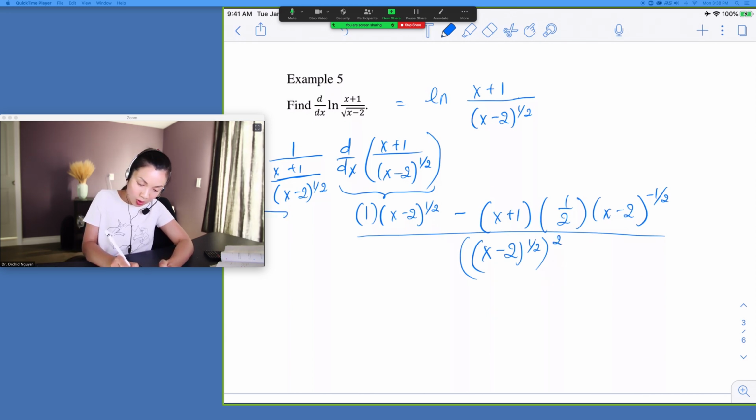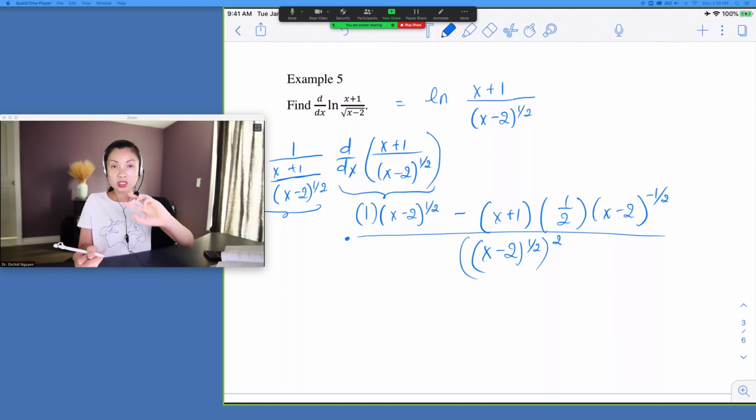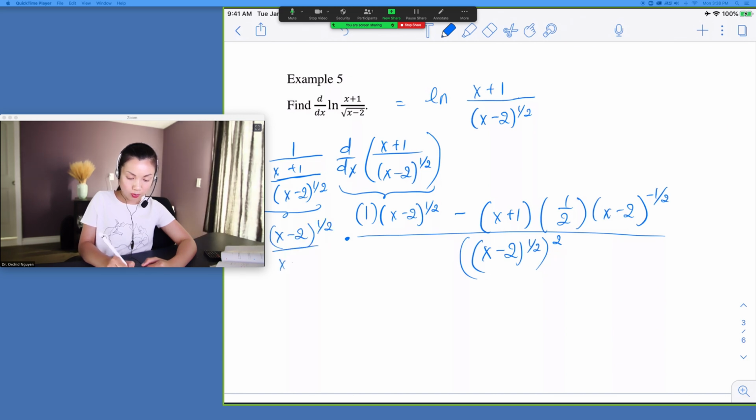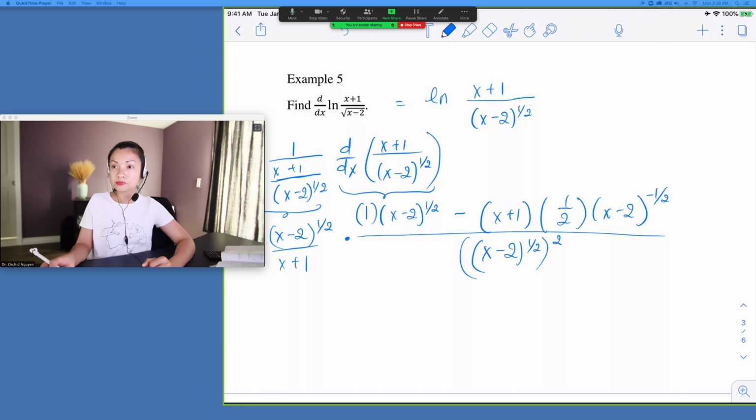Anyway, this part right here, since you have 1 over the fraction, we're just going to do the reciprocal. So I have (x minus 2) to the 1/2 over (x plus 1). Okay. All right, let's just simplify it. It's too messy over here.